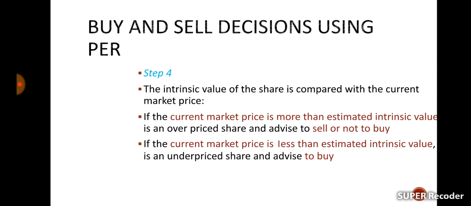So these are the steps involved in a buying and selling decision using PER, price to earnings ratio. There are 4 steps. First is to identify the PER, second is to determine EPS, then we calculate the intrinsic value, and finally we compare the intrinsic value with the current market price.